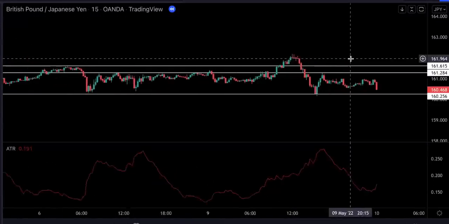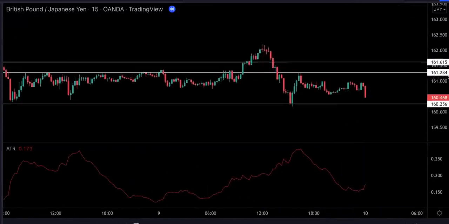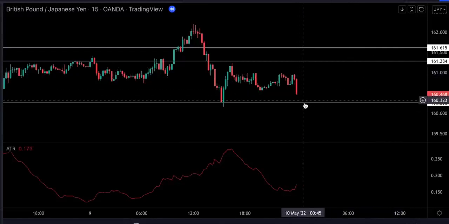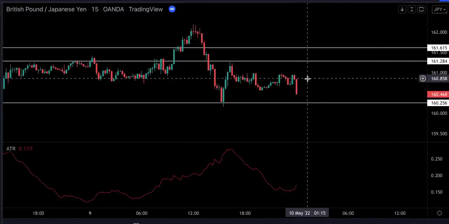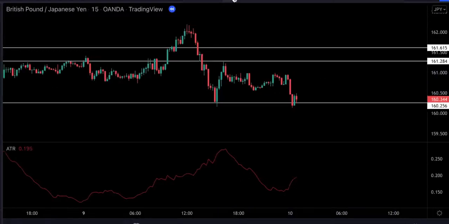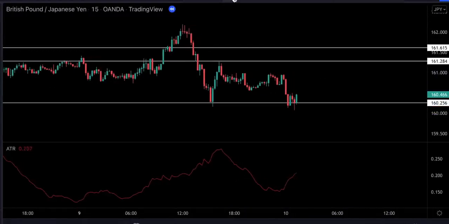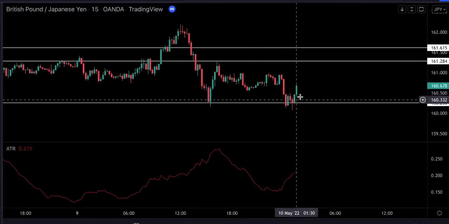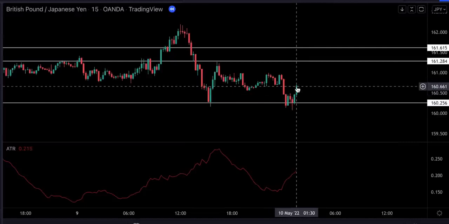Okay, now for a long signal to be valid, we first need to have a strong bearish move, and the price has to bounce off our support level and start reversing. Okay, let me show you an example. Okay, so we see the price bounced off our support level, and this is obviously the signal for us to take a long position.